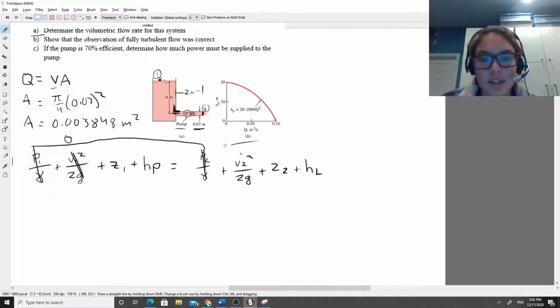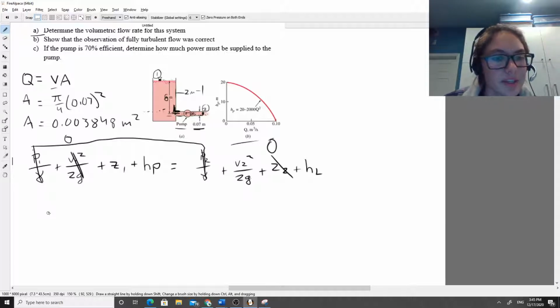So we can also get rid of z2 here. If we make our point 2 our height of 0, that means z1 is going to be equal to 6, right, because we have 6 here. But if we make point 2 equal to 0, then z2 is equal to 0. So let's go ahead and rewrite the equation.